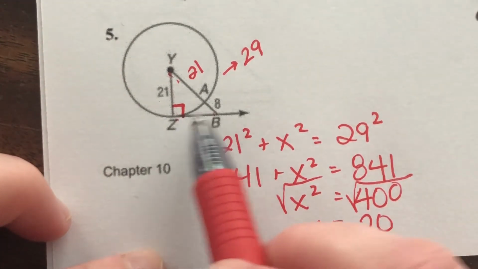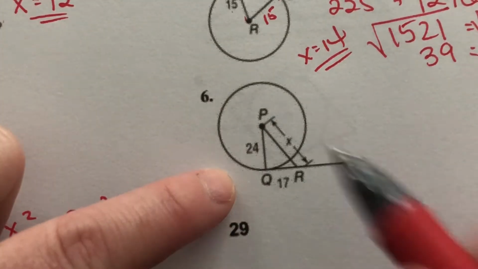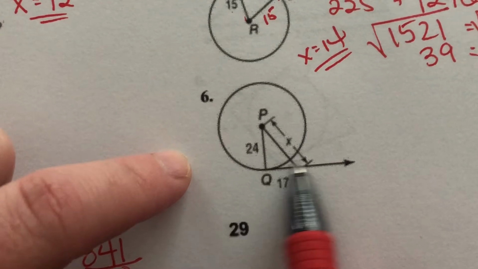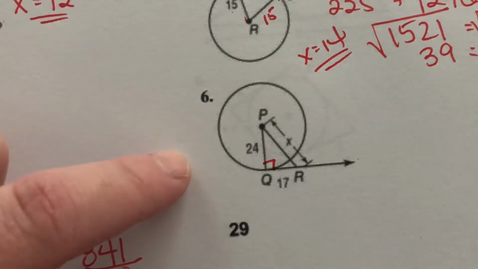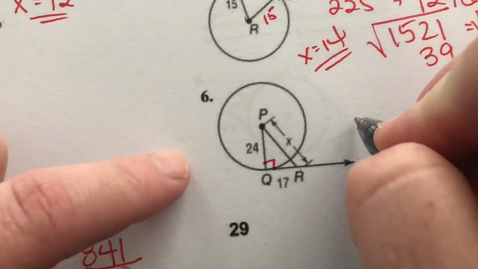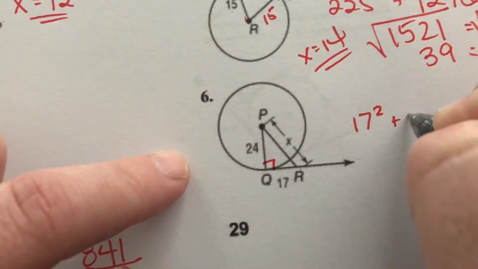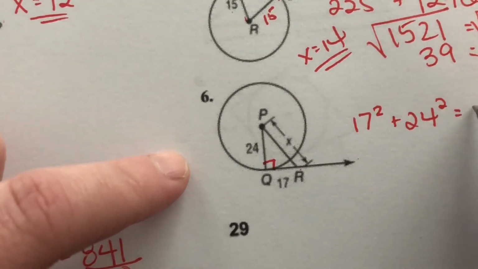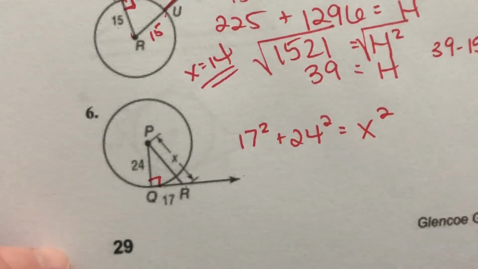This length right here is going to equal 20. And lastly, number 6 here. We've got our radius and a tangent line, so we know they're perpendicular. We're looking for this entire hypotenuse, so we're going to use the Pythagorean theorem. 17 squared plus 24 squared equals x squared.